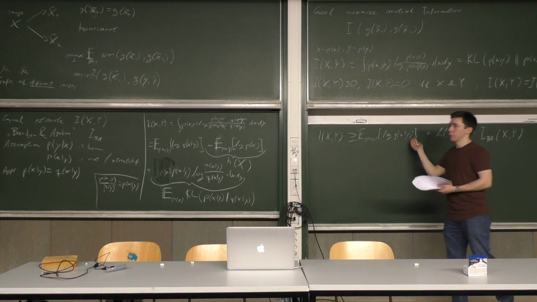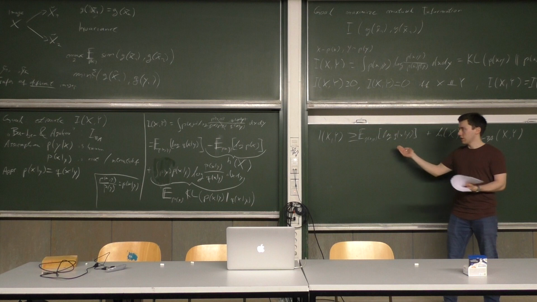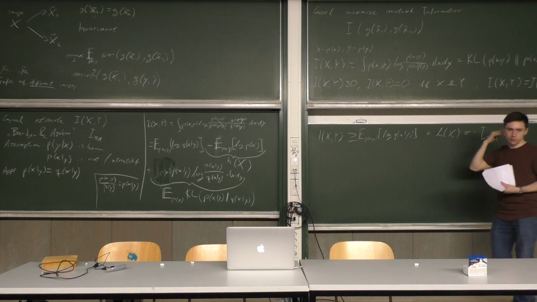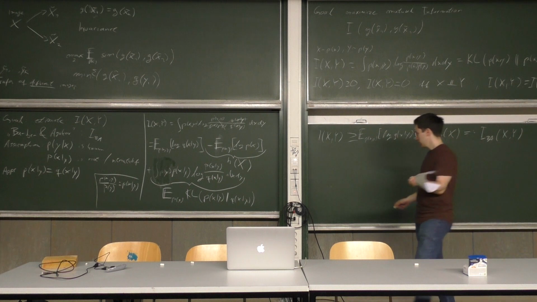So this is a lower bound. We always want a lower bound, because then if you maximize this here, the idea is that you also will maximize the mutual information. But is this even a good bound? So can we achieve equality? Yes, we can.